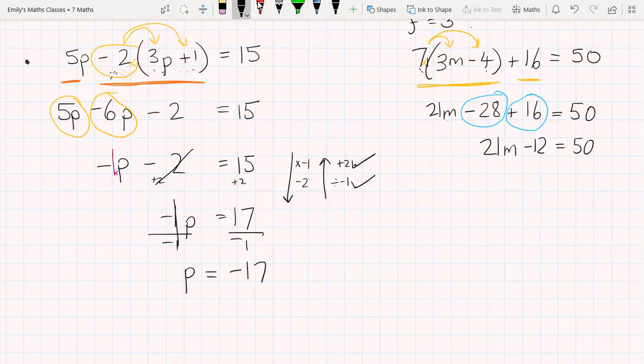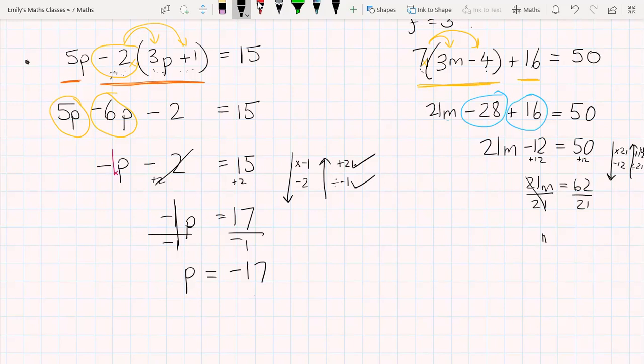So now we're back to where you've been before. Something happened to the m and then you can undo it. What happened to the m? It got times by 21 and then you subtracted 12. So to undo that, you plus the 12 and then divide by 21. Let's plus the 12 first to both sides. 21m is equal to 50 plus 12, which is 62. Now we have to divide by 21, divide by 21.